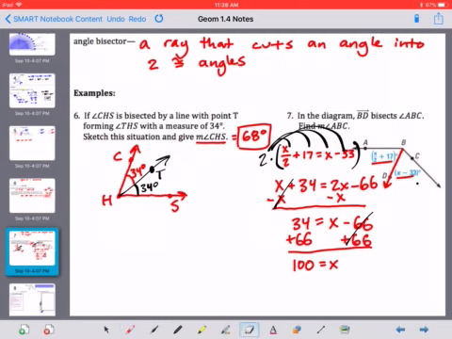All right, so now we still have to figure out the measure of the angle. Let's plug that x in here. So 100 minus 33 is 67 degrees. Well, that tells us that the measure of angle ABC would just be 67 plus 67, since these are both the same. And that ends up being 134 degrees.